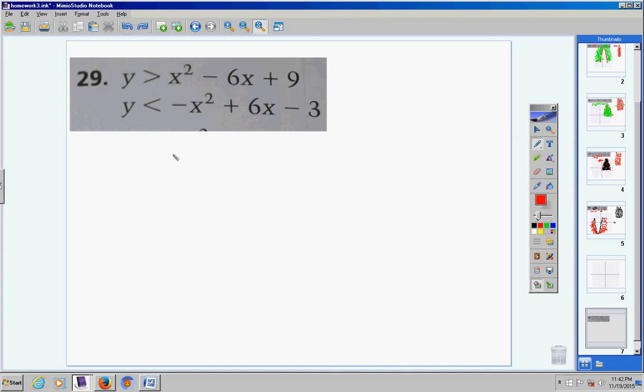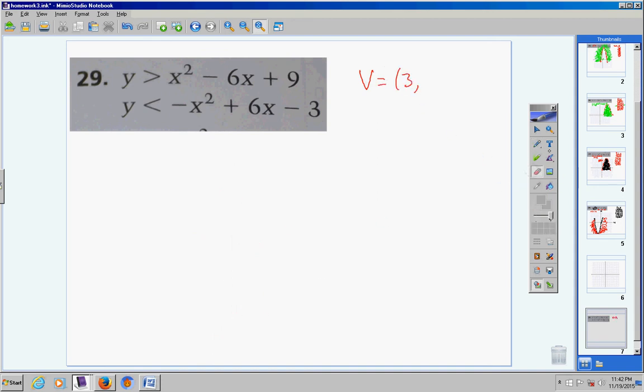My x value for my vertex is negative b over 2a. My b is negative 6. My a is 1, so 2 times 1. So I end up with a negative sign here, a negative 6 up top, and a positive 2 in the bottom. A negative over a positive is negative. 6 over 2 is 3. A negative negative is positive. So the x value of my vertex is 3.